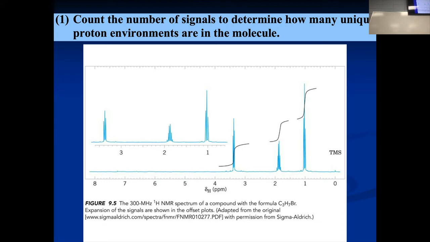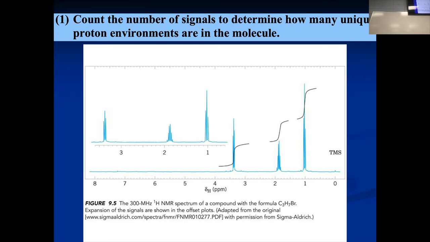Okay? So how many signals do I have here? Three. I have three. Remember, we ignore TMS. That's our reference. That's zero, and it's tiny here. They didn't put a lot in. But I see a signal here, I see a signal here, and I see a signal here. This is just what we call an inset blow up, where they've taken this and expanded it so you can see the split. So we've just determined that this molecule has three unique environments for the spectrum.